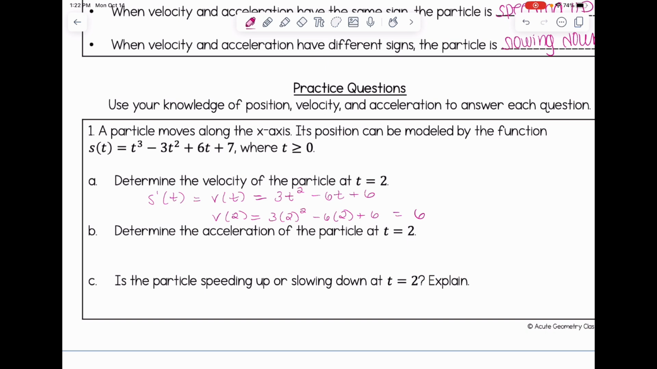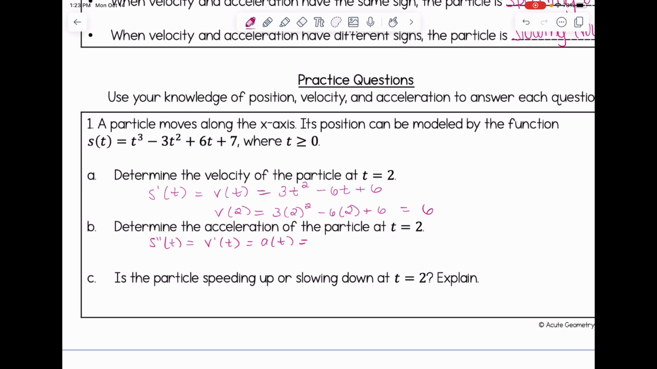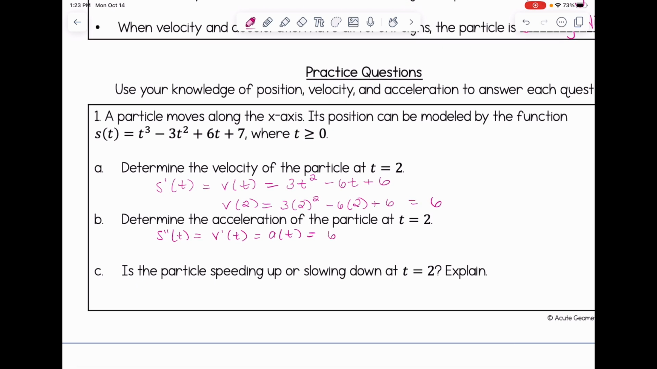To determine the acceleration of the particle at t equals 2, the second derivative of position, or the first derivative of velocity, is equal to acceleration. So I'm going to take the derivative of our function from part A. That would give me 6t minus 6. Let's evaluate that at 2, and I get positive 6.